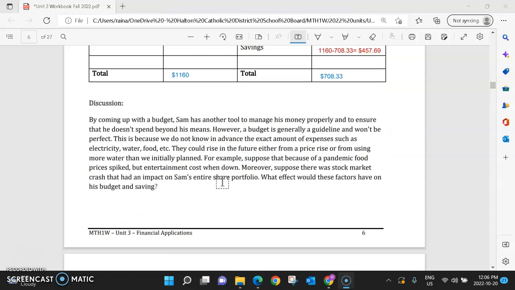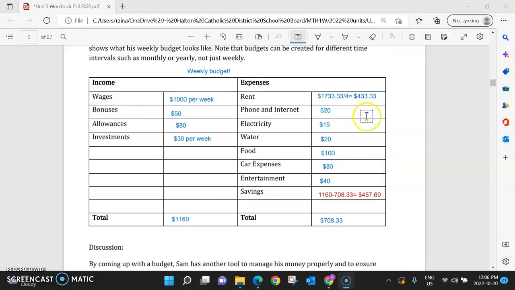So our discussion on this is that by coming up with a budget here, Sam has another tool now to manage his money properly. This is a good way to make sure that he isn't spending beyond his means. This is something you need to do as well if you are finding a way to keep track of your expenses. A really good tool that exists out there, I don't know what bank you bank with, but TD has a TD MySpend account, so it keeps track of all of your expenses as you buy things, and depending on the budget that you set for a month, it tells you when you're going over or under that budget or how much you're spending in each category.